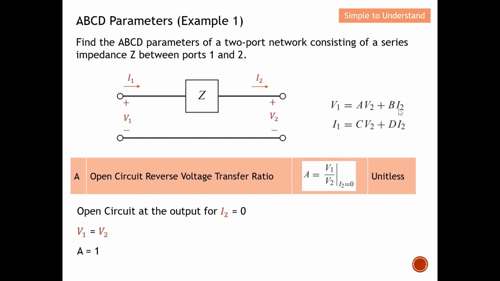Basically, this is how I can find the A parameter of the ABCD. First, I need I2 equals 0. Once I meet this I2 equals 0, this whole thing disappears. I just need to shift V2 over, so A will be equal to V1 over V2. This is unique as it is voltage divided by voltage, so you don't have any unit. So how can we achieve I2 equals 0? We need to do an open circuit at the output. Once I have this open circuit at the output, my I2 will automatically become 0.